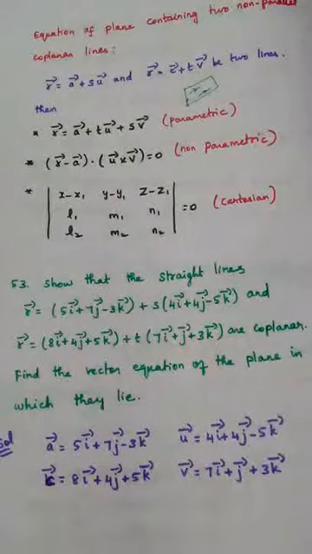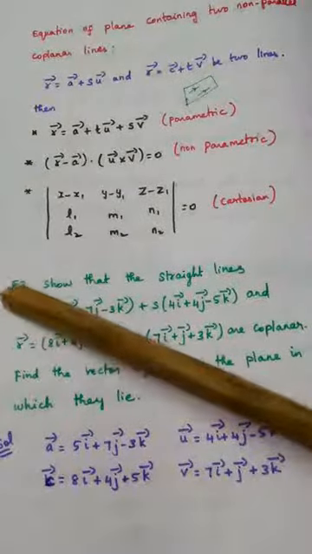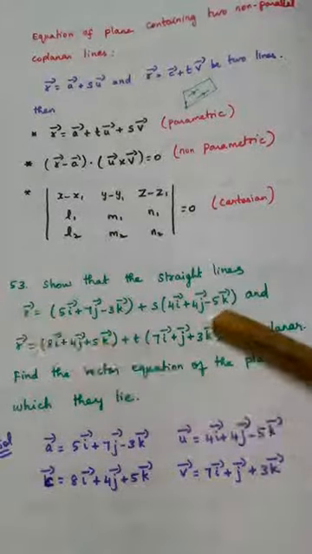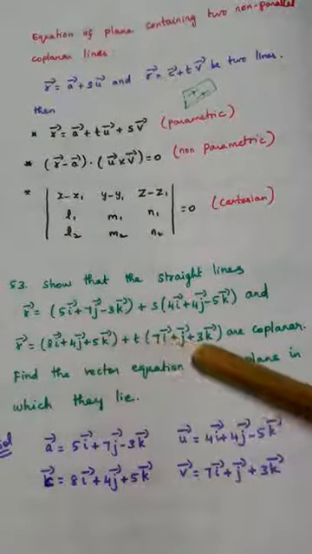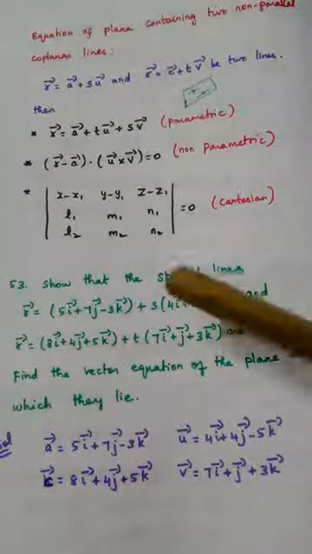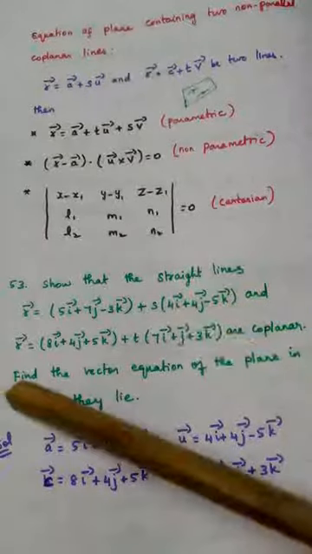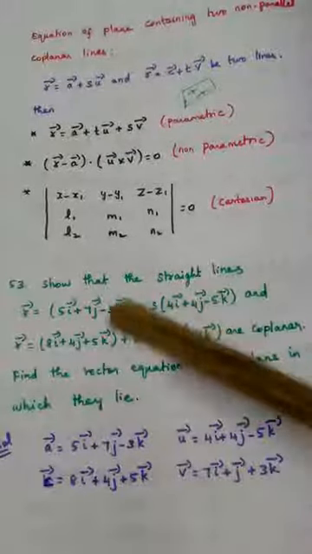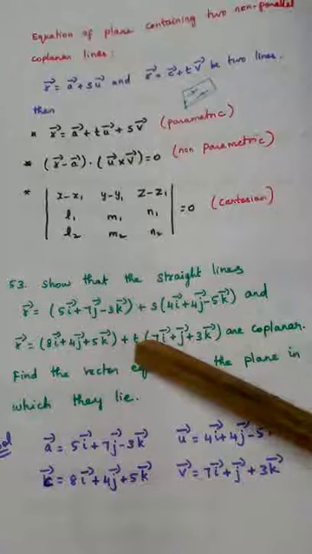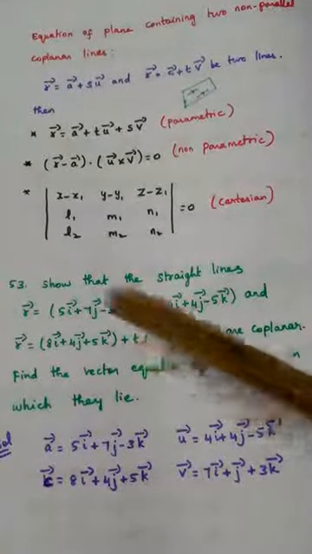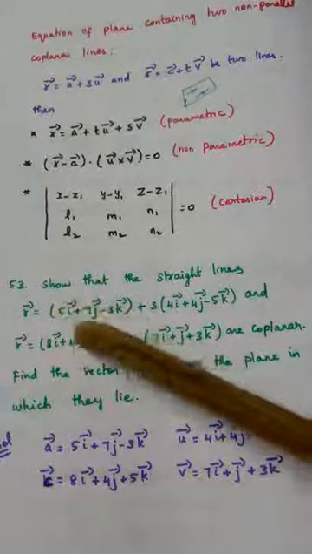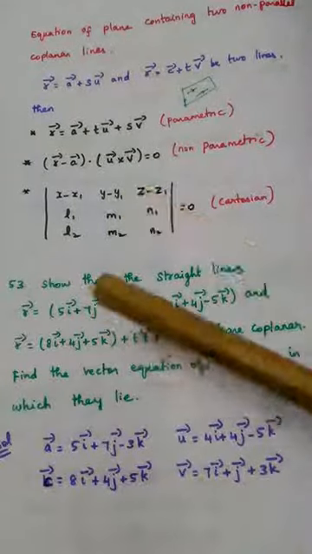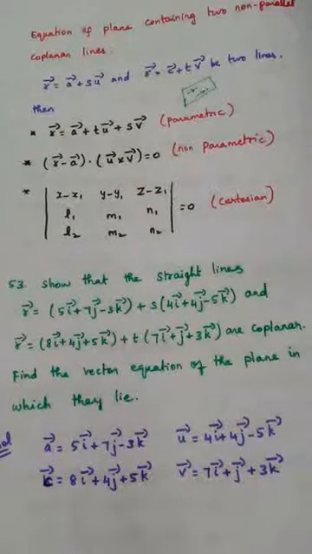Now based on these results, we will see a few problems. Question number 53. Show that the straight lines, so this is one straight line and this is the second straight line, are coplanar. We need to prove that these two lines are coplanar. Also, find the vector equation of the plane in which they lie. So we need to find a plane equation where these two lines lie. So two questions are asked to us. What are they? First one is we need to prove that these two lines are coplanar. Second one, we have to find the equation of the plane in which these two lines lie.